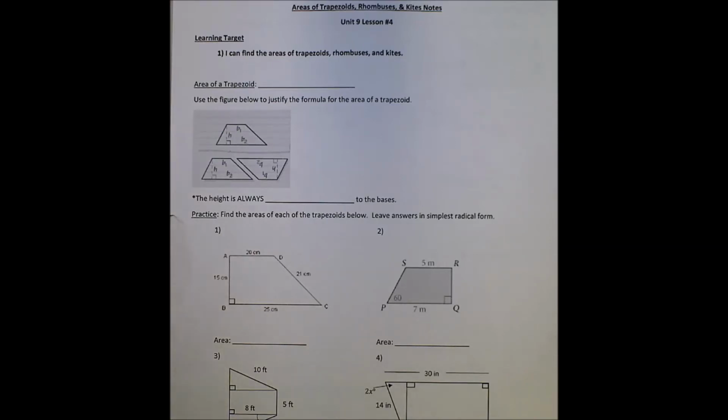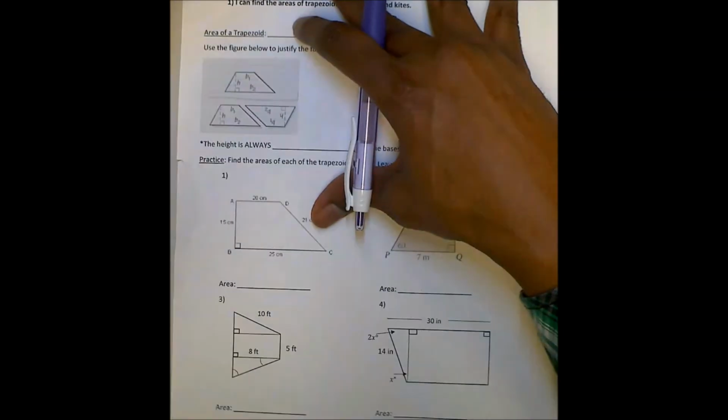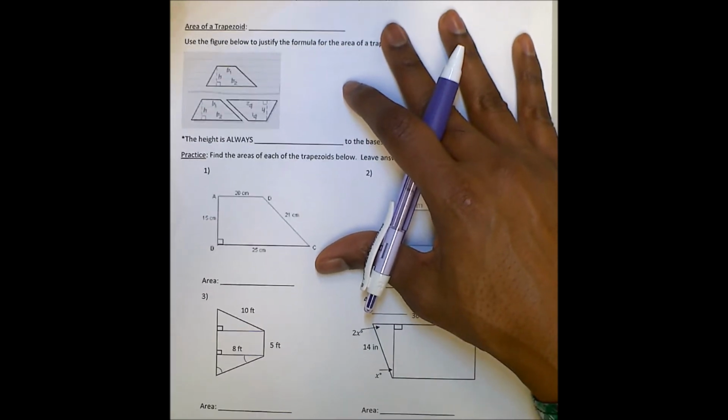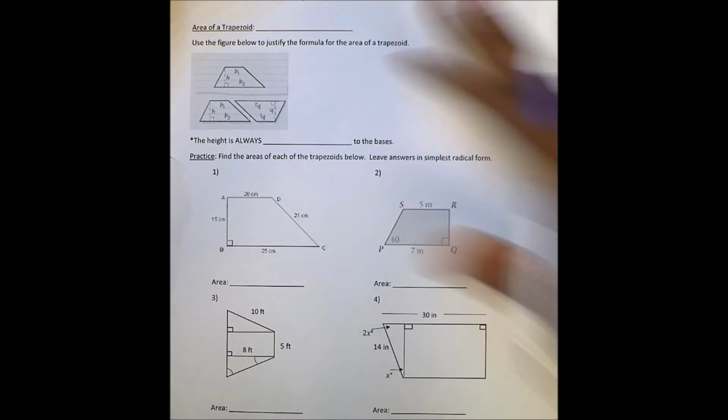Today we're going to look at finding the areas of trapezoids, rhombuses, and kites. At the end of this video you should be able to find the areas of those figures. Okay, let's start into it, and I'm going to tell you the formula for areas of a trapezoid, and then I'll show you why we can come to that conclusion. At least one of the ways that we can come to that conclusion.